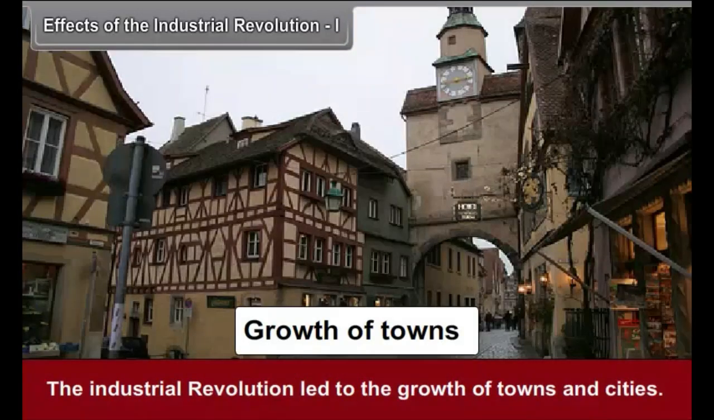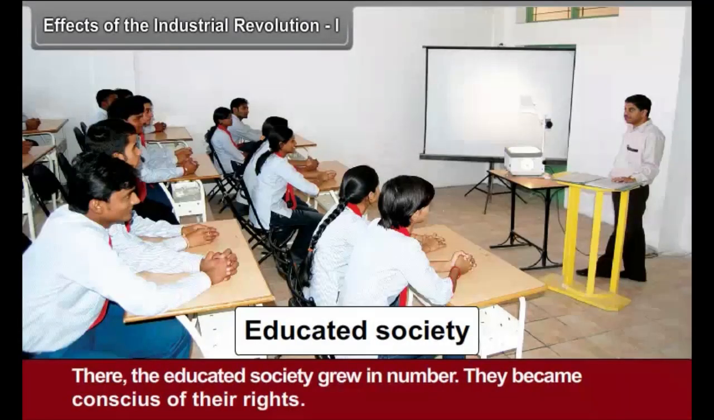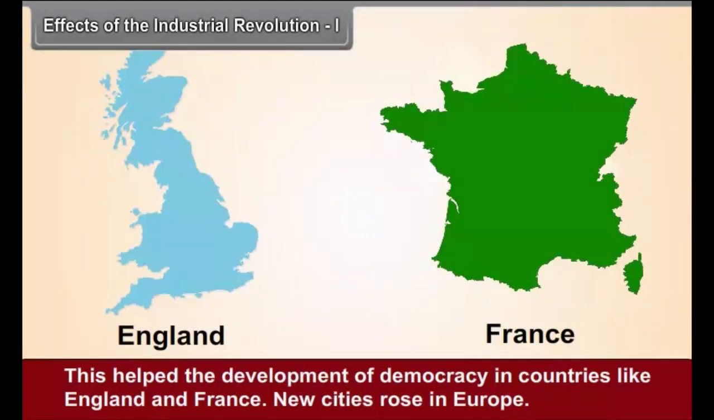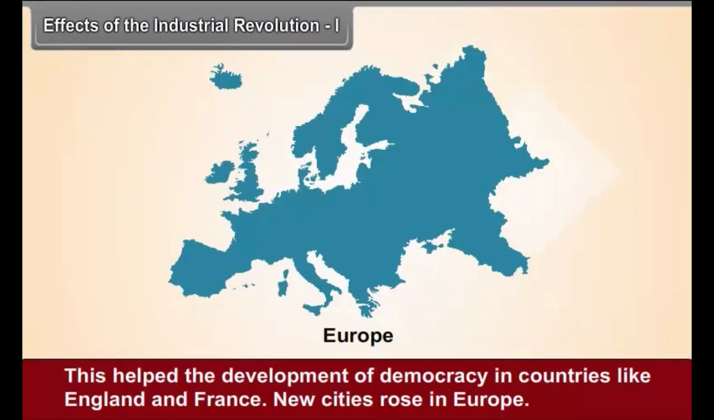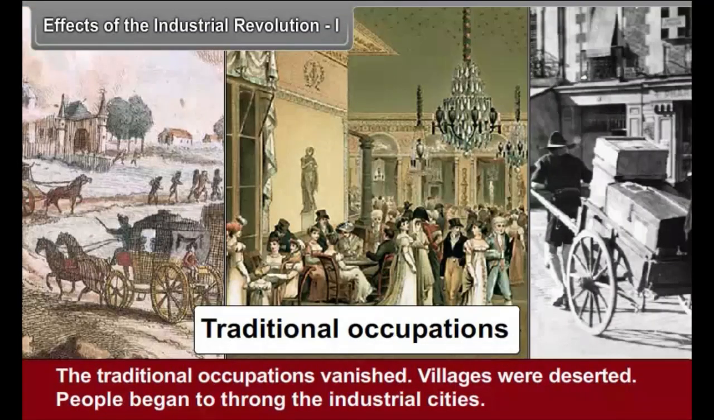The Industrial Revolution led to the growth of towns and cities. There, the educated society grew in number. They became conscious of their rights. This helped the development of democracy in countries like England and France. New cities rose in Europe. The traditional occupations vanished. Villages were deserted.